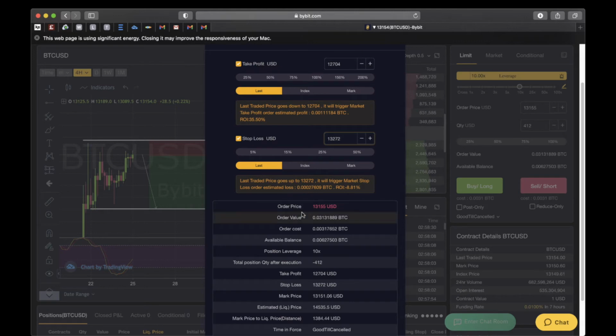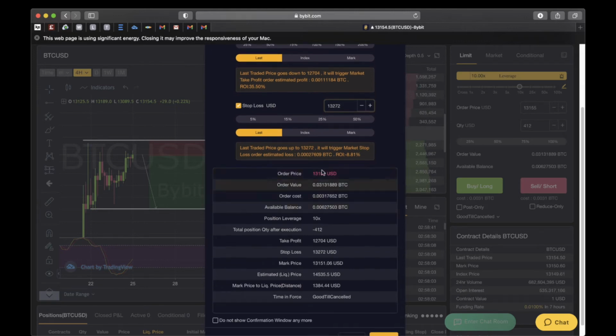So this is our order price. So it means we are entering the market at 13,155. This is our order value in BTC. So our $412 is worth 0.031 BTC. The order cost, so this is the cost of entering that trade. So the order cost is 0.00317, which is going to be equivalent to about maybe $40, because we are trading with $400, right? We are trading with $412.